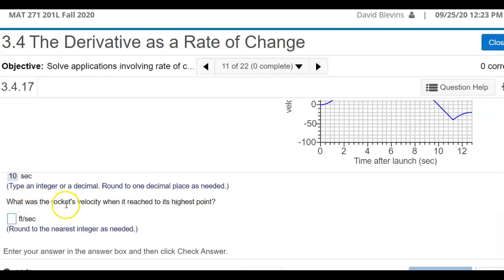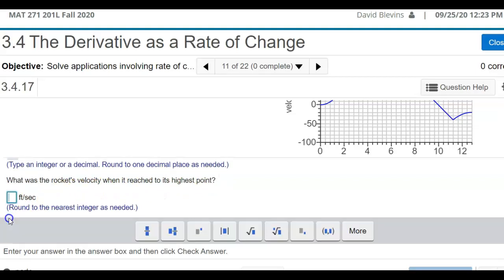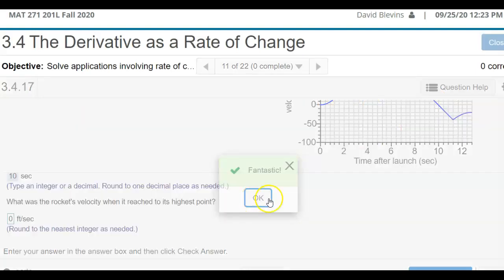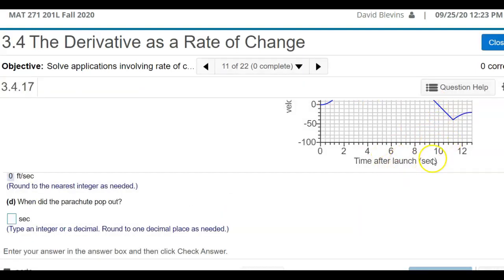What was the rocket's velocity when it reached its highest point? It's 0. That's what we just said, which is why we have to look for that 0 value. What's the t coordinate when we reach 0 the second time? It's 0 to start. When does it reach 0 velocity again?